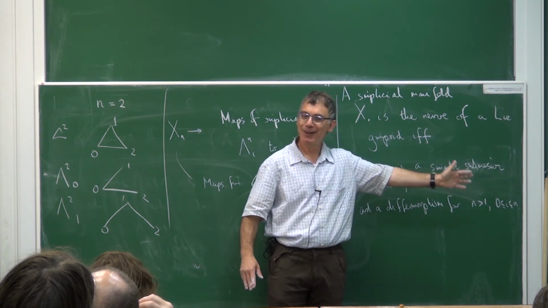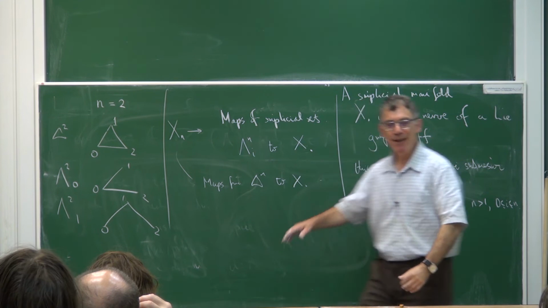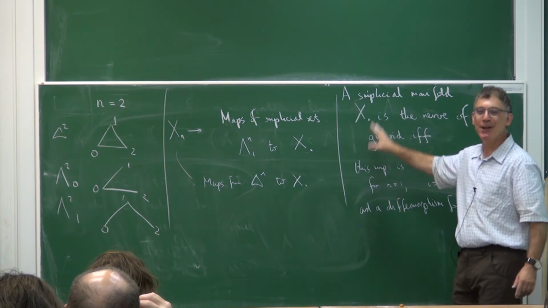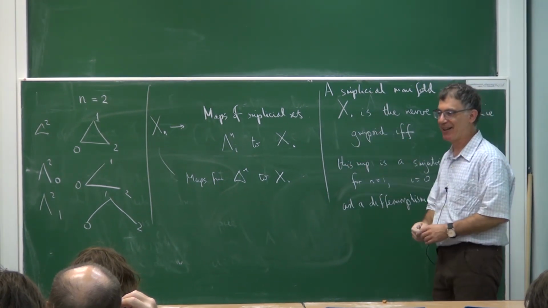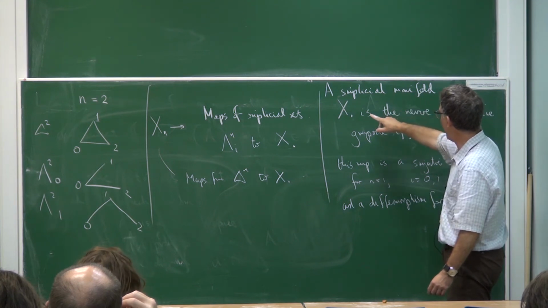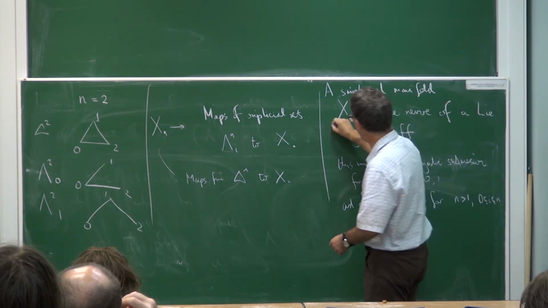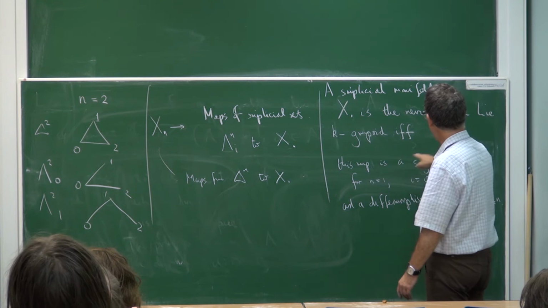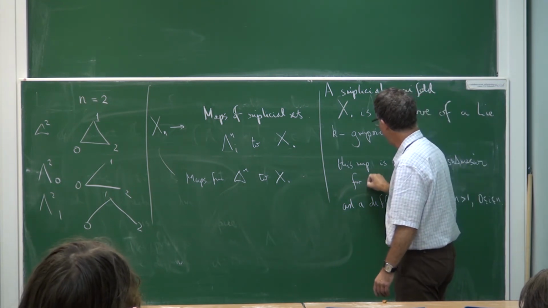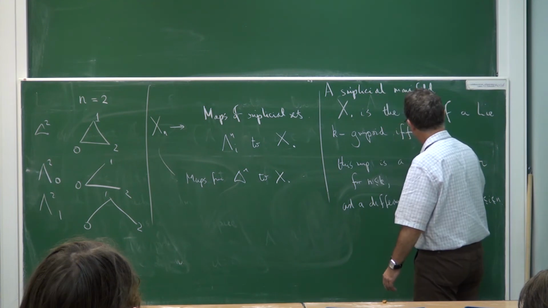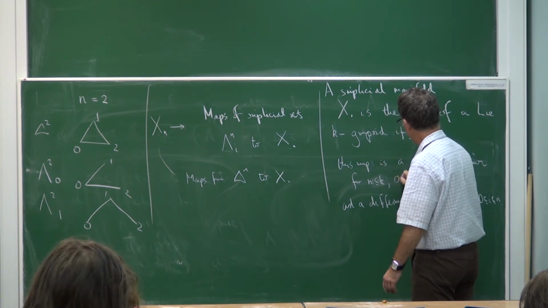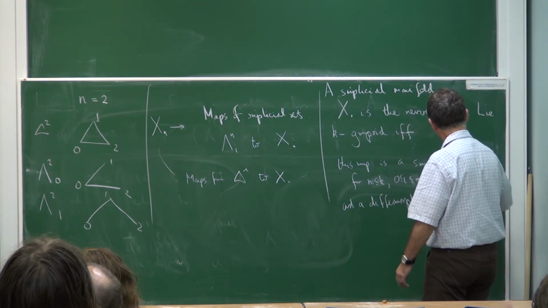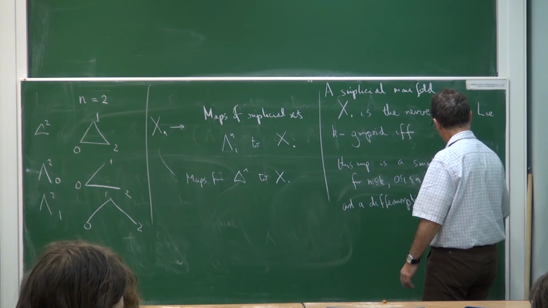So now I'm just going to say, this is great. This is a theorem, and now I'm going to make a definition in exactly the same style. A simplicial manifold X is the nerve of a Lie k-groupoid if and only if this map is a surjective submersion for n less than or equal to k, with i going from 0 to n, and a diffeomorphism for n greater than k, with i going from 0 to n.